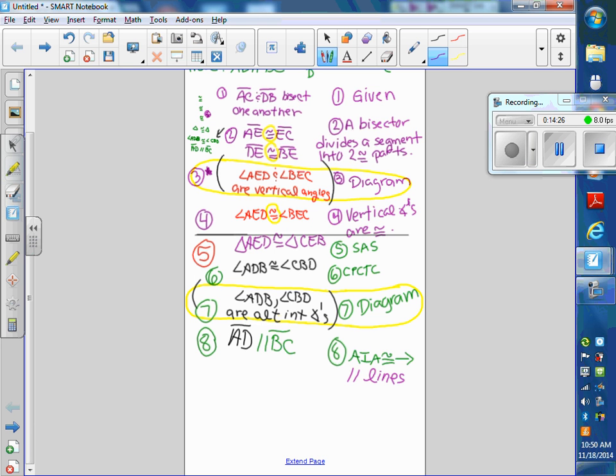So I have alternate interior angles congruent. The arrow means implies then, right? It's an if-then statement. If the alternate interior angles are congruent, then you have parallel lines. So that's the proof there.